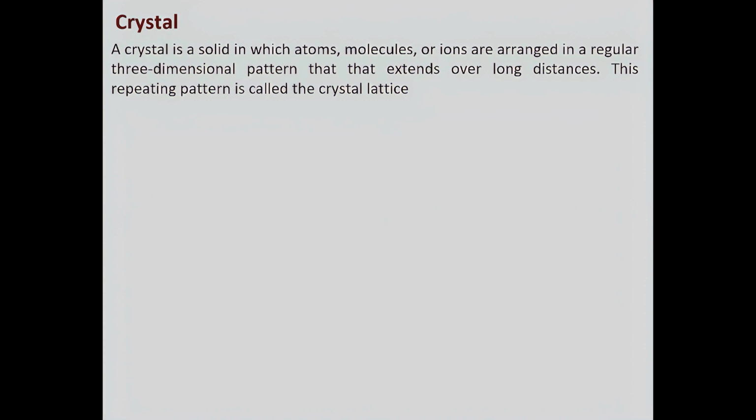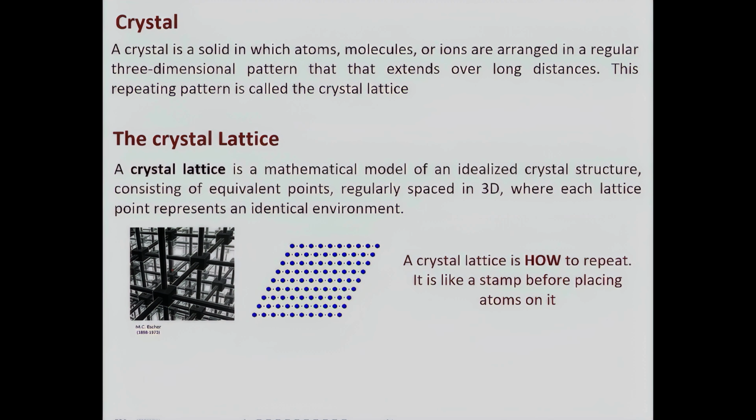Then we can start with a simple definition of a crystal. What is a crystal? A crystal is a solid in which molecules, ions, or atoms are distributed in space in a three-dimensional, highly ordered way. And this order is at long range. With this distribution, they organize a pattern which is called a crystal lattice.